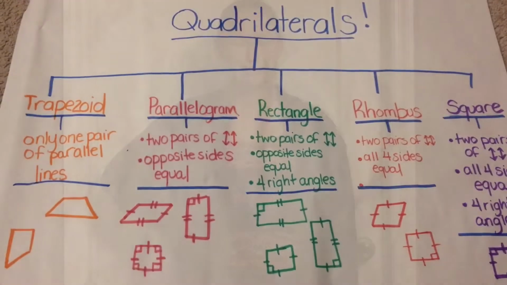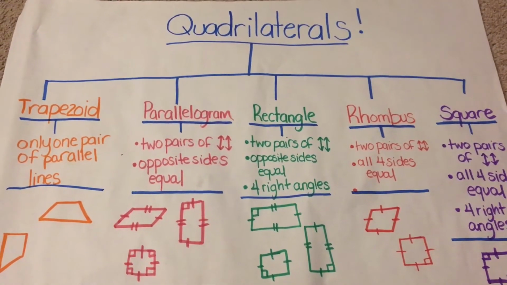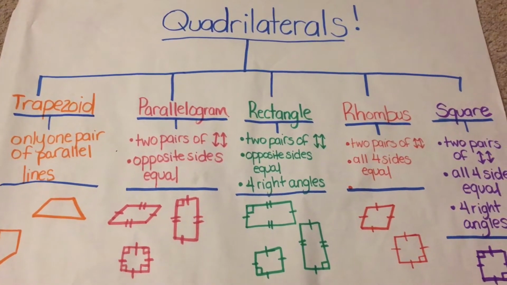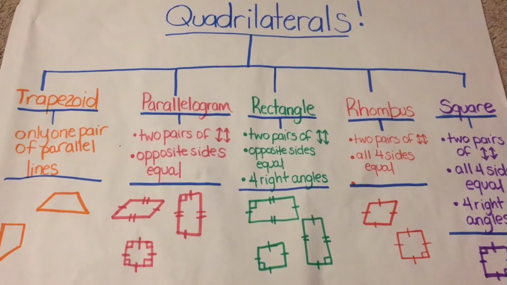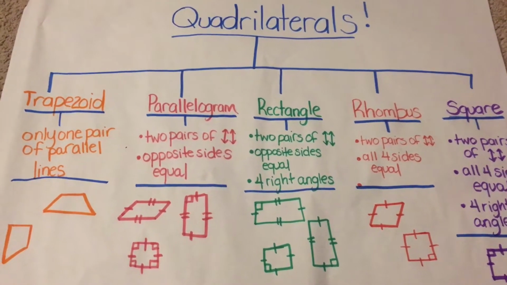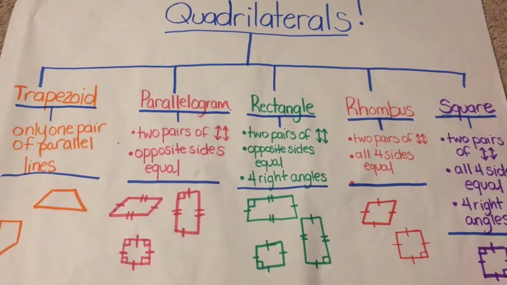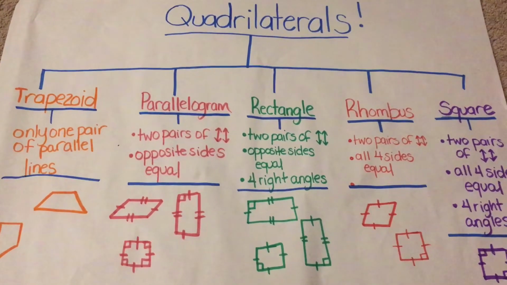Brace yourselves, parents. This one's a doozy. Here are the quadrilaterals. So quadrilaterals, which is the title of this, what we call tree map, means it has a shape that has four sides, four angles.